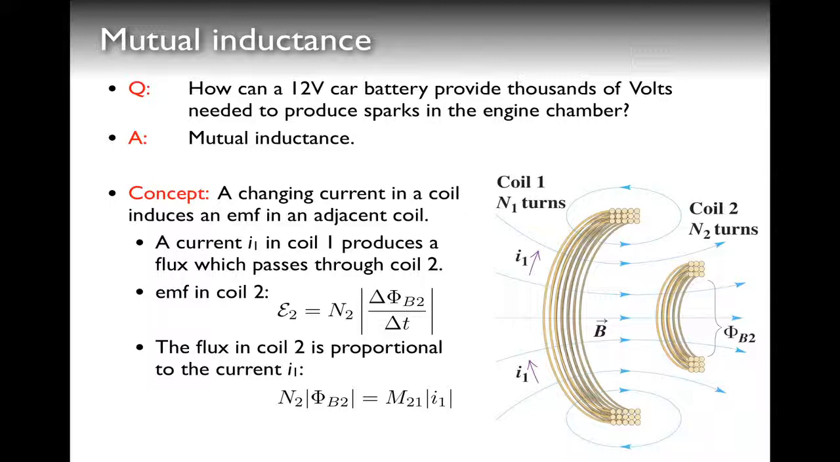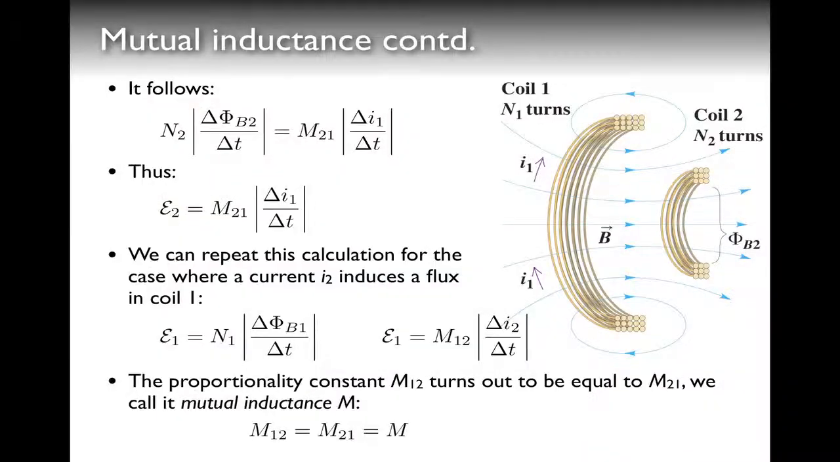We can now divide both sides of the equation by delta t, and you obtain that N2 dφB2/dt equals M21 di1/dt. The left-hand side of this equation is nothing else than the definition of the EMF induced in coil number 2, so it follows that the EMF induced in coil number 2 is going to be proportional to the change of the current in coil number 1, and this is all multiplied by some proportionality constant, which in this case we call M21. You can do the exact same argument the other way around.